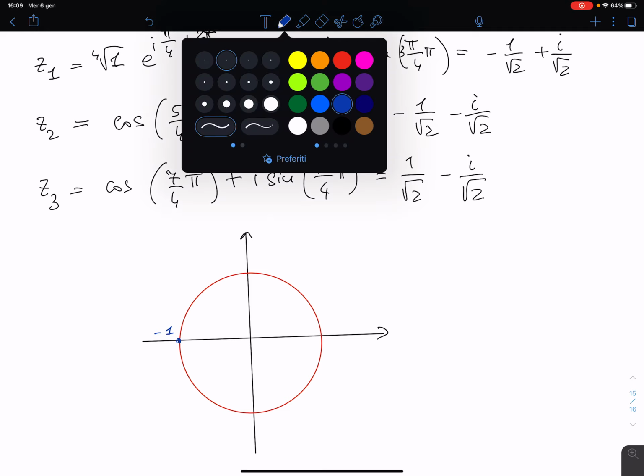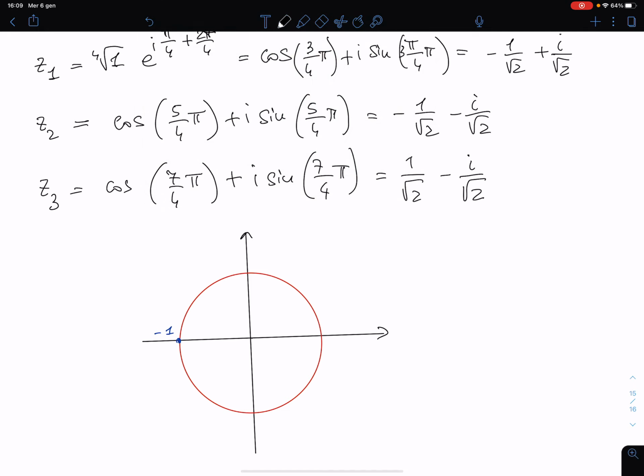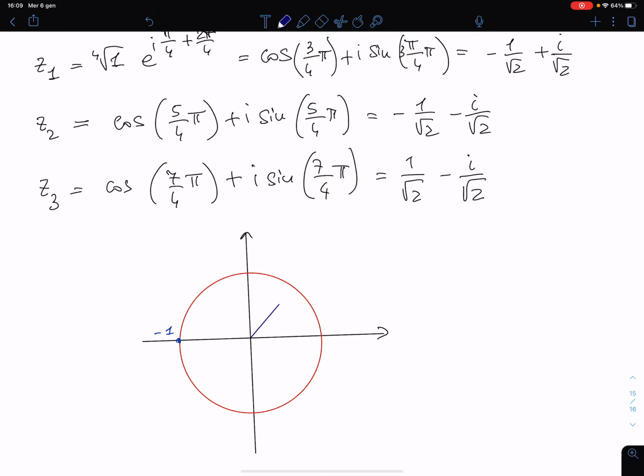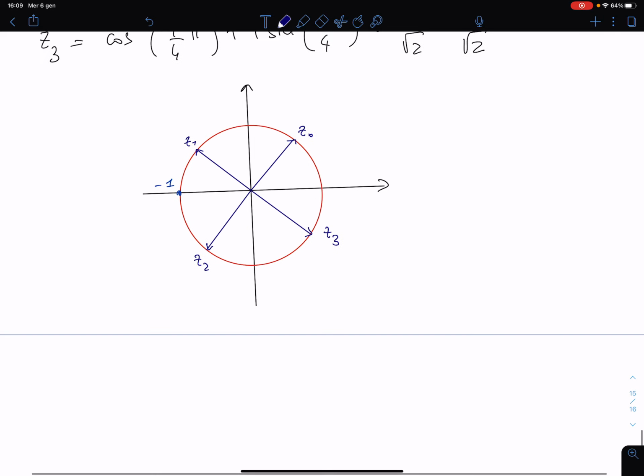And then we have these 4 vectors here, here, here, and here. So this is Z0, Z1, Z2, and Z3. Okay. And so this is the end.